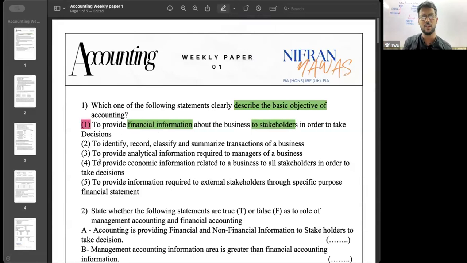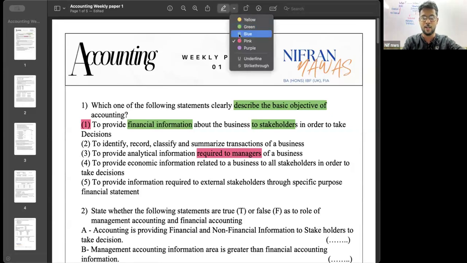And then second, to identify, record, classify, and summarize transactions of a business. Again, guys, that's basically the function of accounting. We've got to do that probably next week. And then third, to provide analytical information required to managers. Again, we are not only giving information to the managers, we are providing information for all the people, like for all the stakeholders, top, right, left, center. Okay. Then the fourth option that we got, obviously that's going to be your answer.